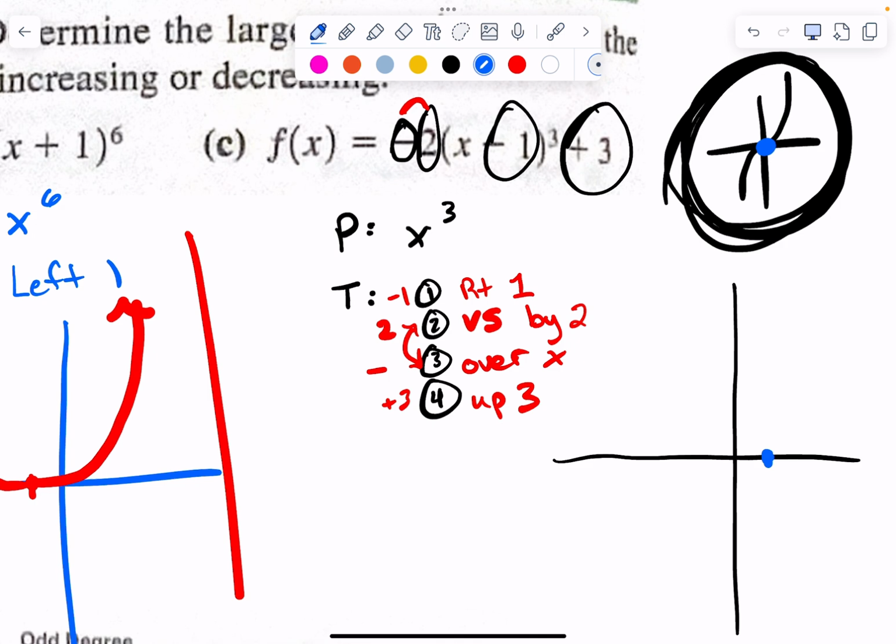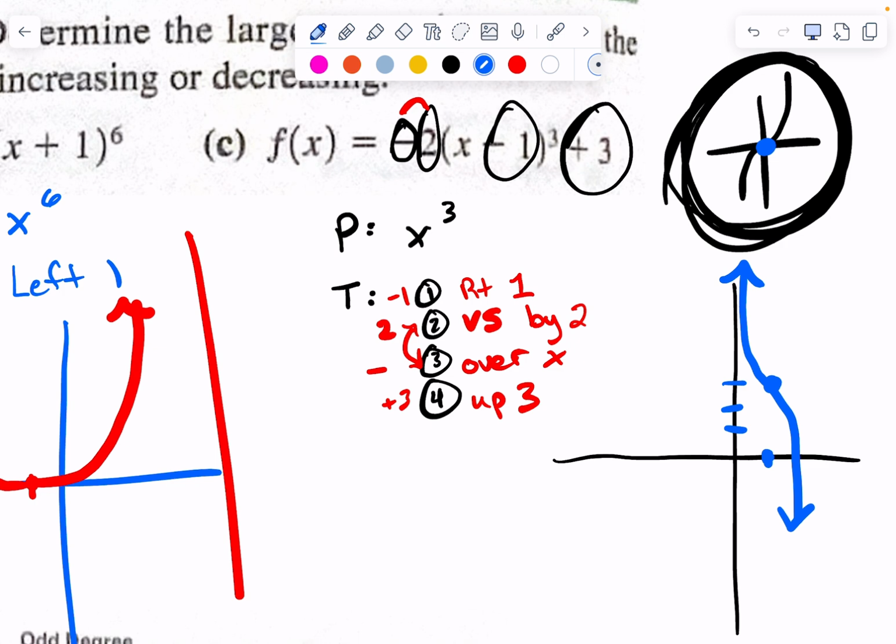Okay, we're vertically stretching him by 2, which is going to make him taller. We're flipping him, and then we're going up 3. 1, 2, 3. So his vertex will be right here. When I go to graph him, he's going to be taller, and he's flipped. So he's going to go like this, and he's going to be tall. There you go. Something of that nature.